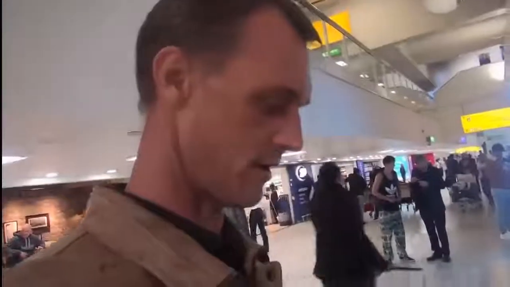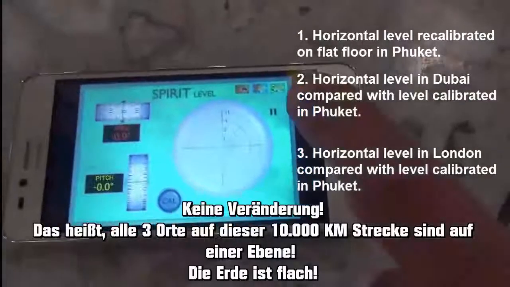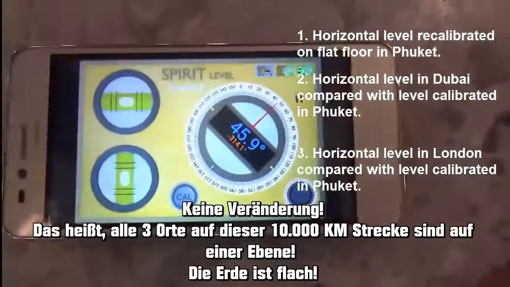Just arrived at Heathrow and put this baby on the floor. It's still level.